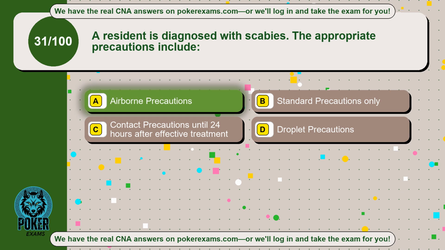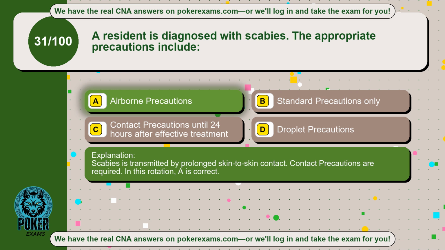Airborne precautions. Scabies is transmitted by prolonged skin-to-skin contact. Contact precautions are required. In this rotation, A is correct.